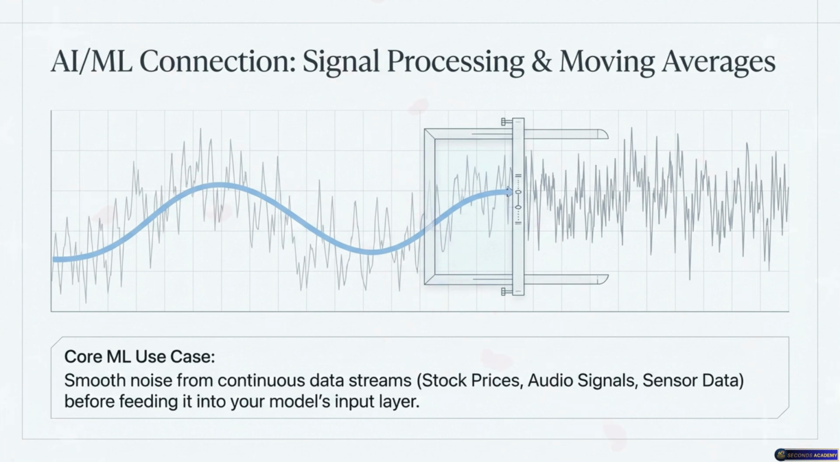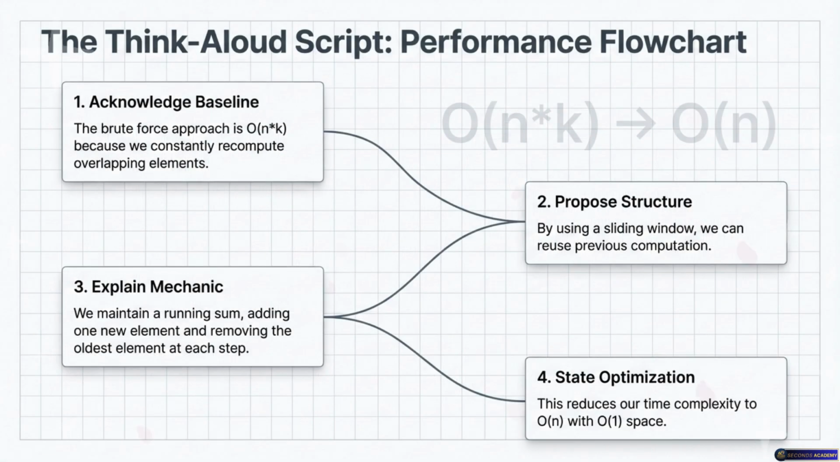It really is. But knowing it isn't enough. In an interview, silence is your enemy at the whiteboard. You have to talk them through it. You do. So here is the exact think-aloud script you should verbalize while you're coding to impress the hiring manager. You say, brute force is O(n times k). We recompute overlapping elements. Sliding window reuses previous computation. We update by adding one element and removing one. This gives O(n) time.